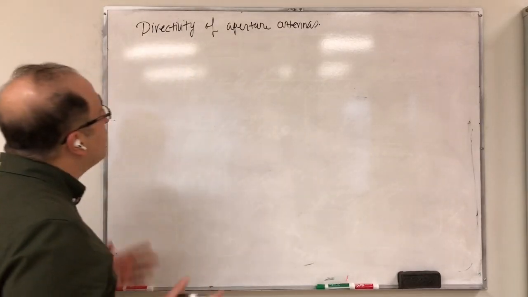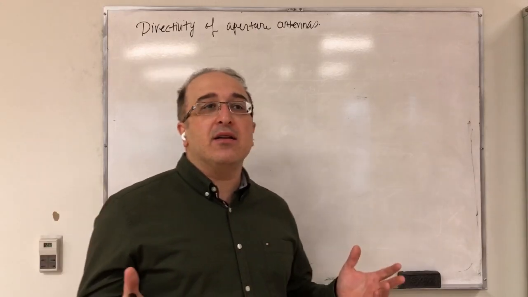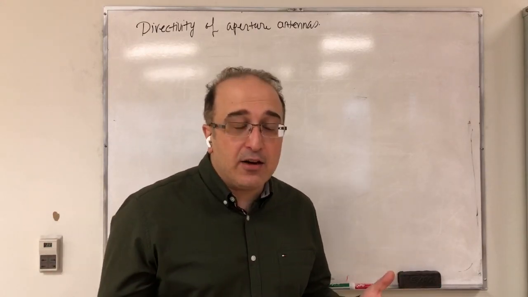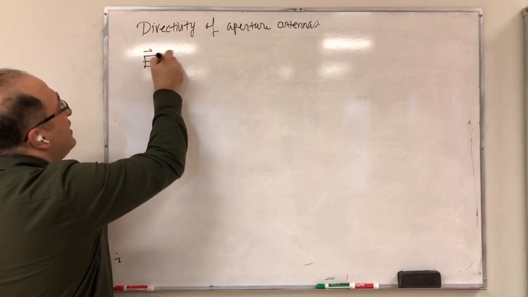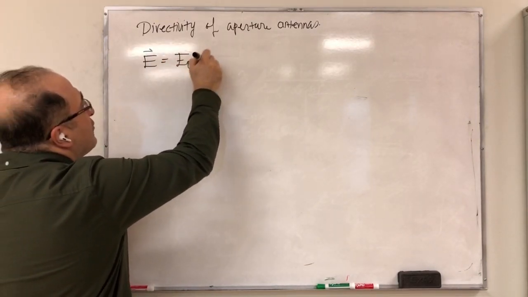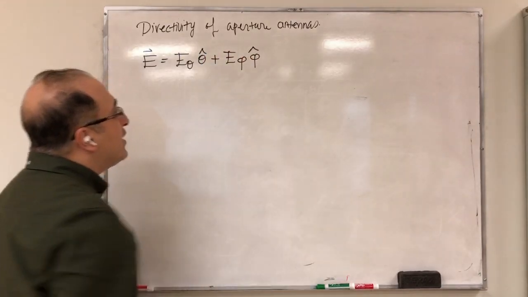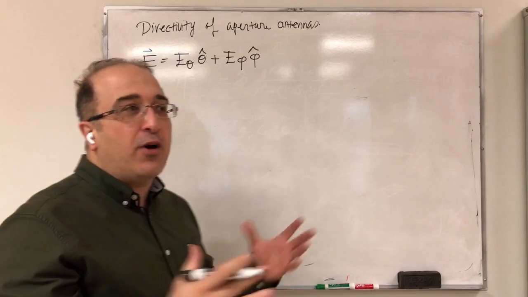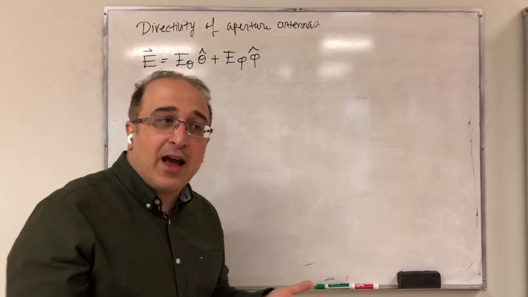Now, let's see how we can find directivity of aperture antenna. That would be the same as finding directivity of any antennas. So let me write the steps. You find E, and E will have two components. Remember that the propagation is along R hat. You are in the far field, so this is for the far field. Therefore, you're not going to have an E_R.